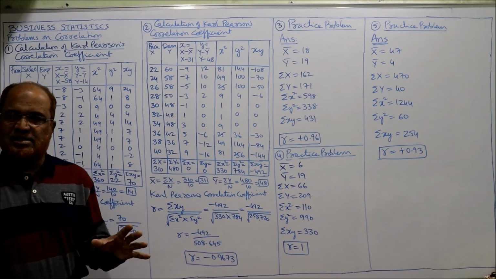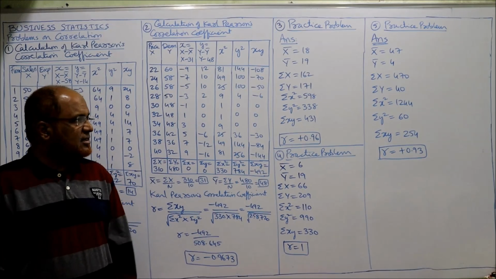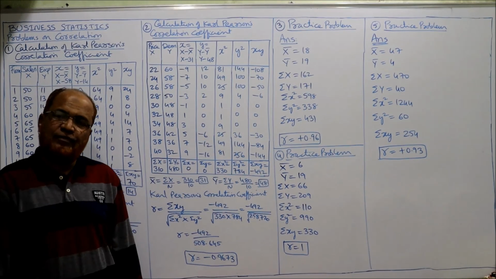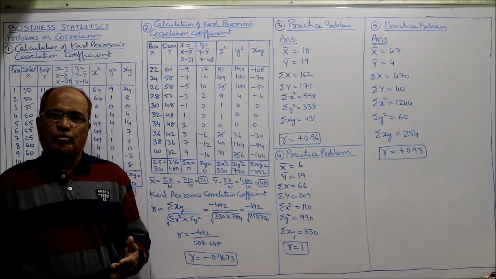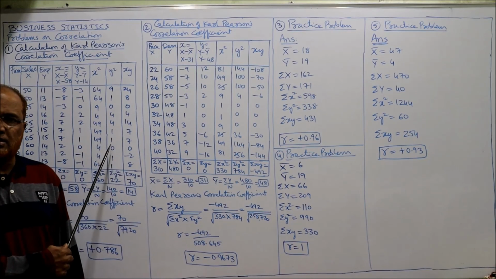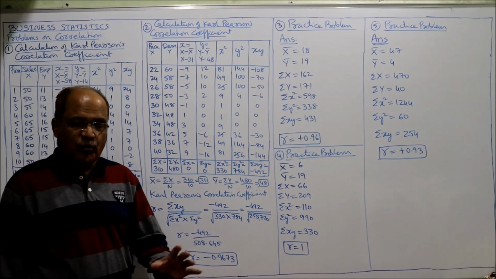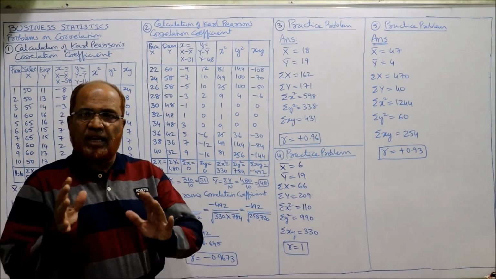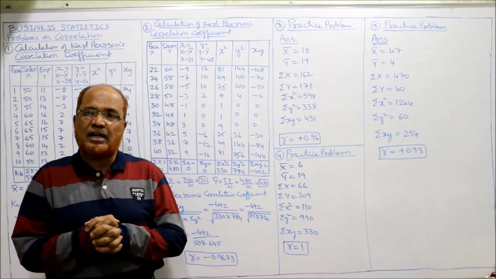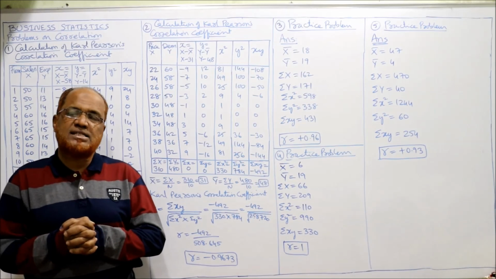So my request is to practice these three problems, third, fourth and fifth. I have explained the first two problems in detail. Follow the same procedure for the second, third, fourth and fifth. You have to do it yourself for practice. In the next video, I am going to explain when deviations are taken from assumed mean.